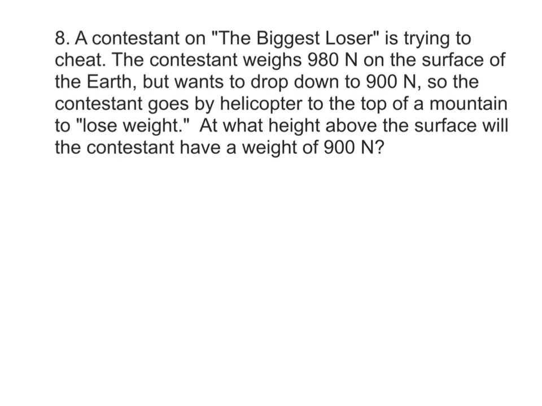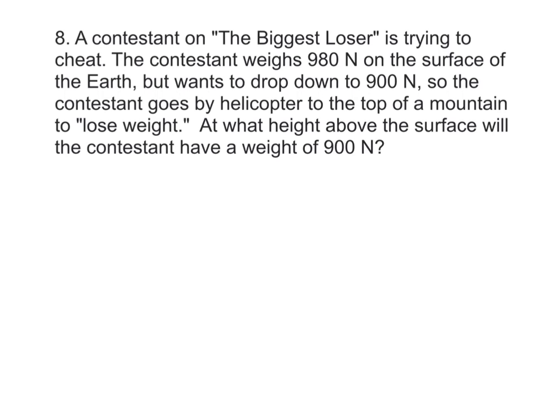A contestant on The Biggest Loser is trying to cheat. The contestant weighs 980 newtons on the surface of the Earth, but wants to drop down to 900 newtons, so the contestant goes by helicopter to the top of a mountain to lose weight. At what height above the surface will the contestant have a weight of 900 newtons?